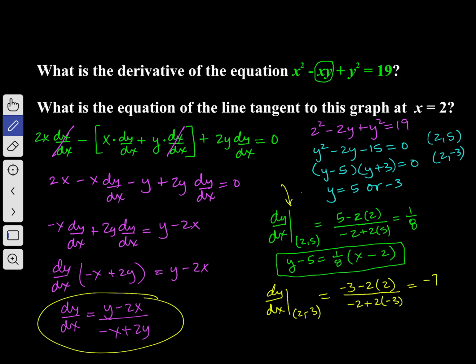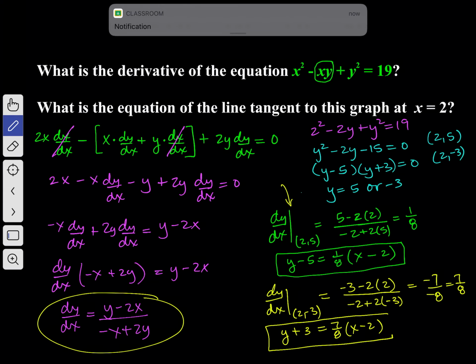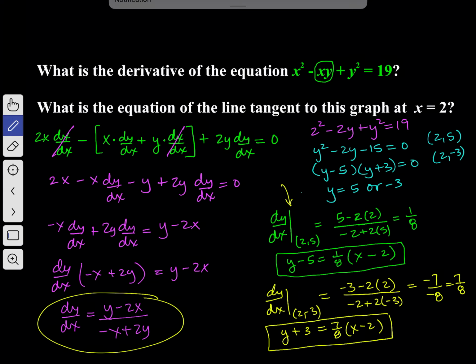And let's see, negative 3 minus 4 is negative 7. Negative 2 minus 6 is negative 8. So how about 7/8? And my point is (2, negative 3). So y plus 3 is equal to the slope times x minus 2. There's my other tangent line. Pretty cool.